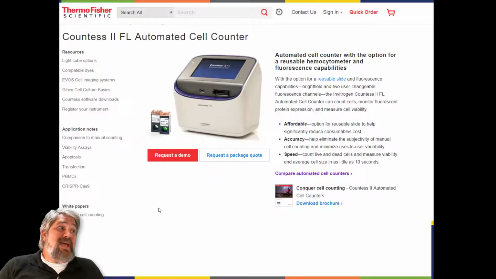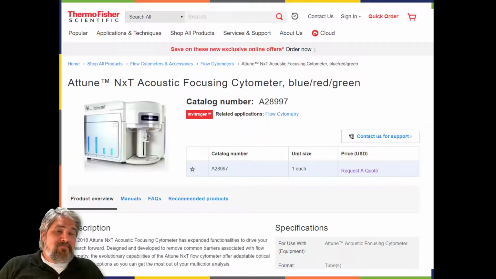So here's an example of an automated cell counter from Thermo Fisher Scientific. Okay, I don't have anything to do with Thermo Fisher Scientific, and this was not in the OpenStax book, but it's a pretty cool device. It'd be really nice to have one.